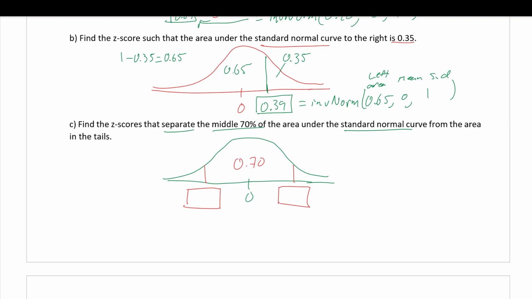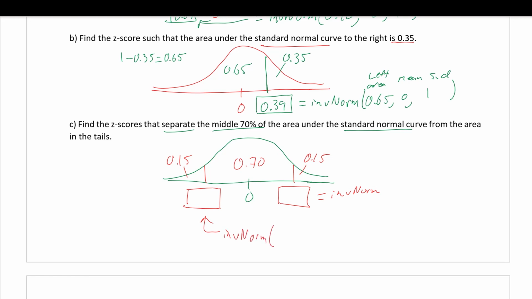Now what's left over from when you subtract 0.70 from 1? Well, you're left with 0.30, right? And if that's 0.30 that's left over, evenly split into 2 tails, then doesn't that make sense that this should be 0.15? Again, if you were to add up all these regions, 0.15 plus 0.70 plus 0.15, they should add up to 1, which they do. All right. Now let's go ahead and calculate these values. Inverse normal. This one also, inverse normal.